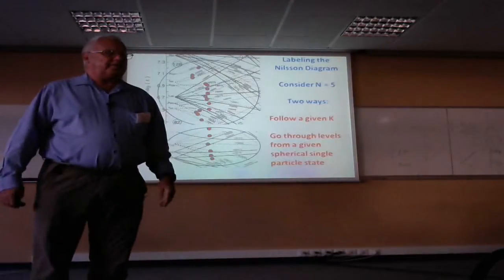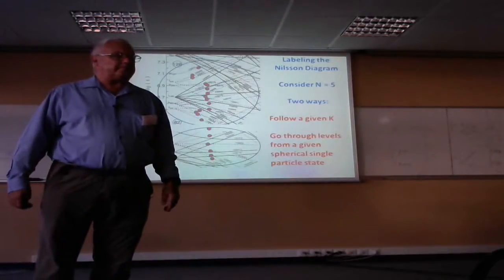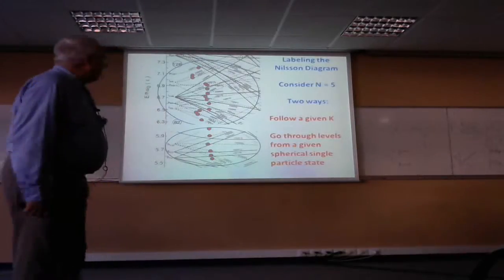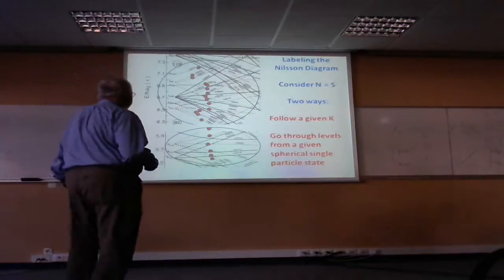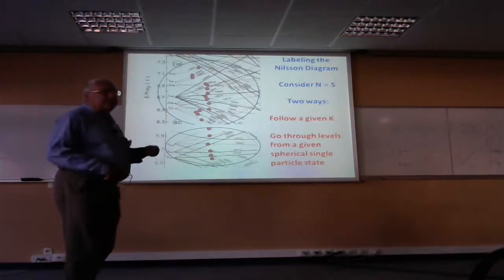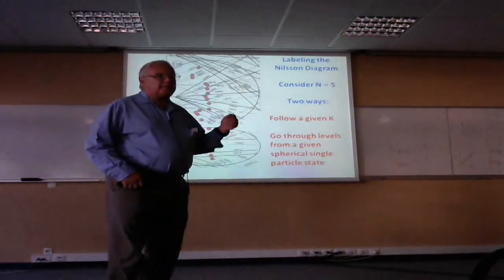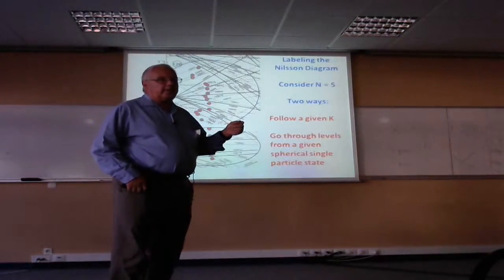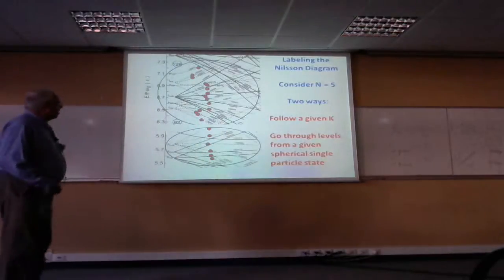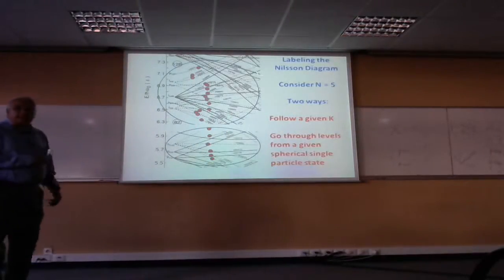Yes? But what about the last quantum number? Sometimes it's 0 and sometimes it's 1. Yeah, the sum of n sub z and lambda has to have the same parity as the principal quantum number N. So it's either odd or even. Okay, is that clear? All right.